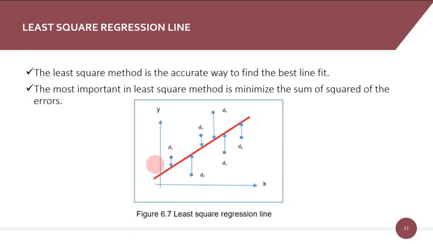The difference between the observed value, which is all the points here, and the fitted value shown in the graph is referred to as D1. So the difference between the observed value and the fitted value, which is the red line, is called residuals. D1, D3, D4, and so on are all called residual or error. The most important thing in the least square method is that we want to minimize the sum of squares of the error.